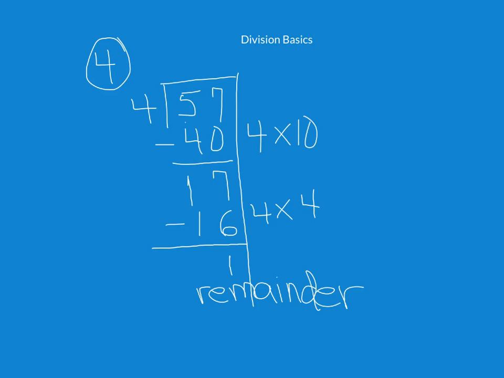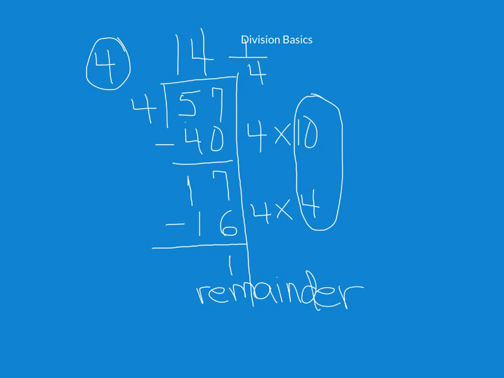Now let's see how many groups I did make. I made 10 groups of 4, 4 groups of 4, and that would be 14. And then the remainder, I had 1 out of what I needed was a group of 4. So 14 and 1/4 is my answer.